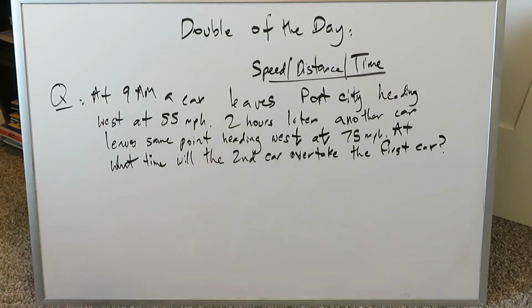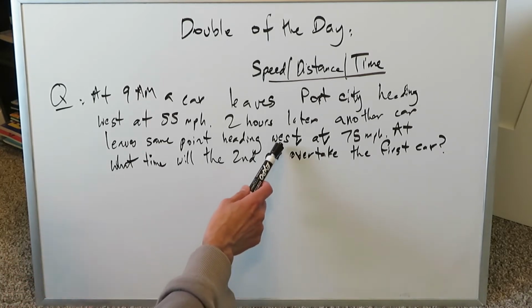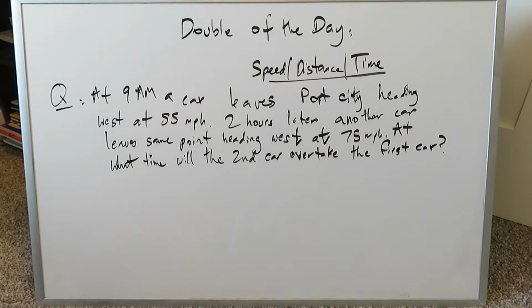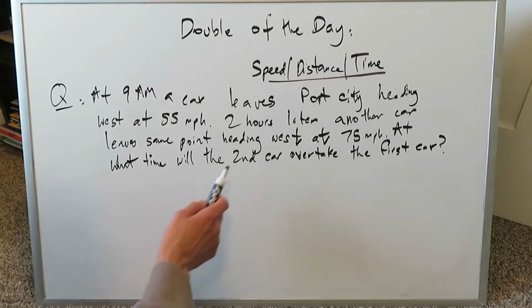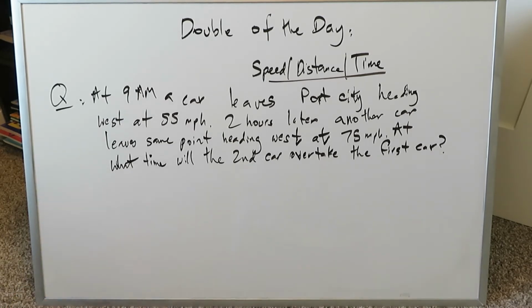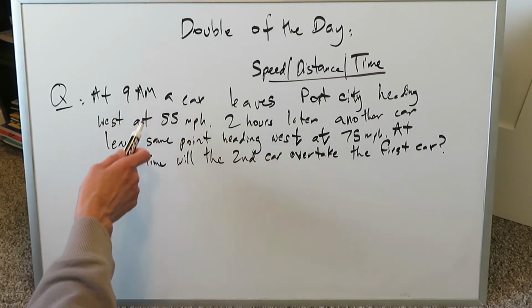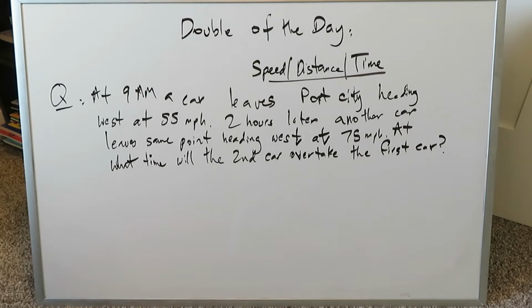At 9 a.m. a car leaves Port City heading west at 55 miles per hour. 2 hours later, another car leaves the same point heading in the same direction, west, at 75 miles per hour. At what time will this second car overtake the first car? We know the second car is obviously traveling faster than the first car, but the first car has a 2-hour head start. How can you go about doing this?